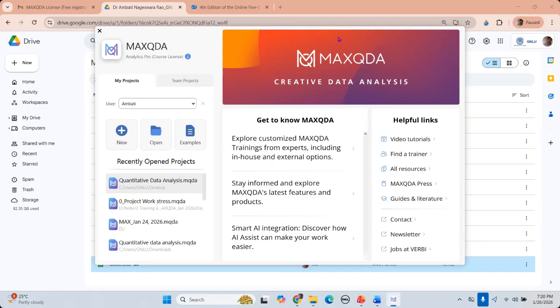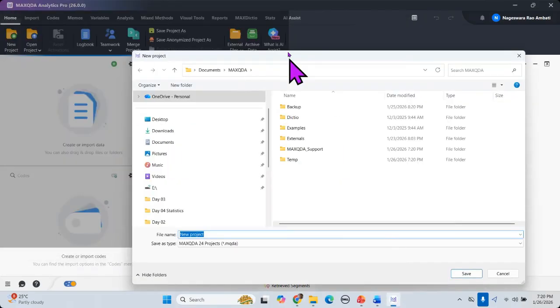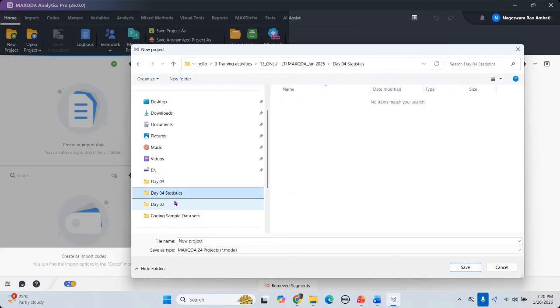Now, whenever you open the MAXQDA application, it is asking whether you want to create a new project or open an existing project. I'll create a new project. Just click on new. My project name today is Statistical Analysis using MAXQDA. Wherever you want to save this project, you can save it.